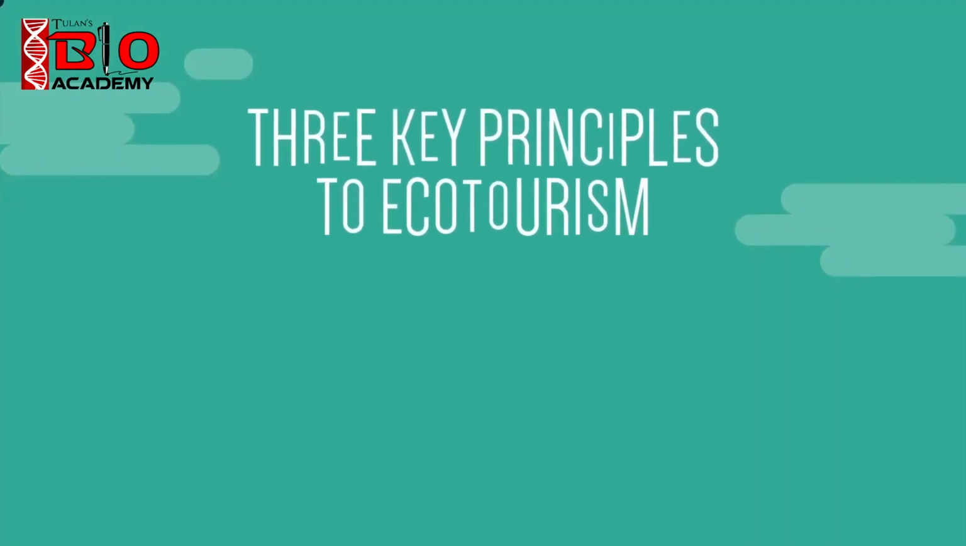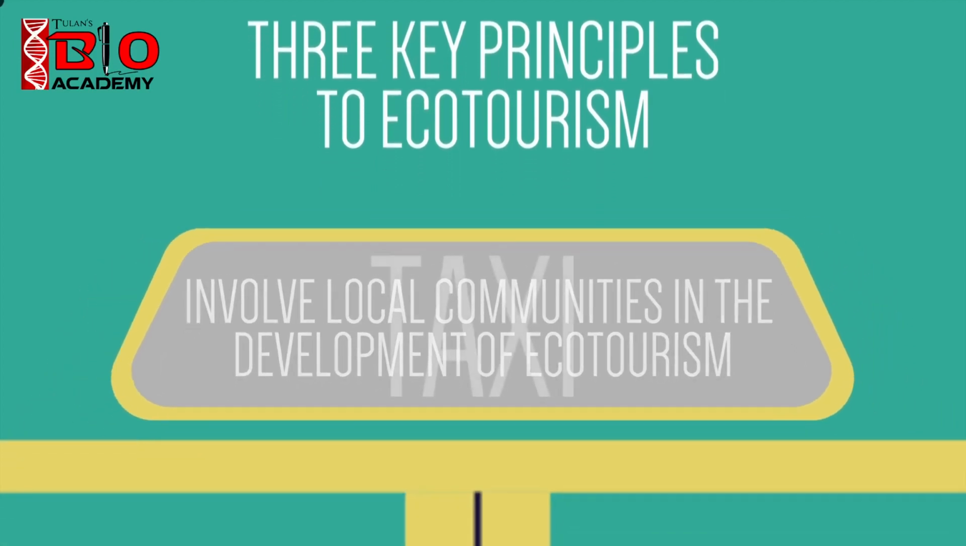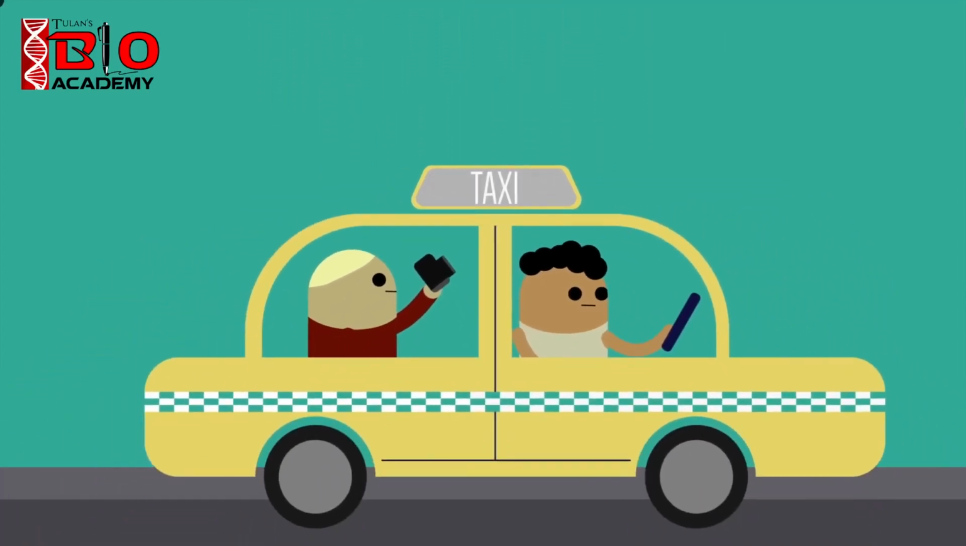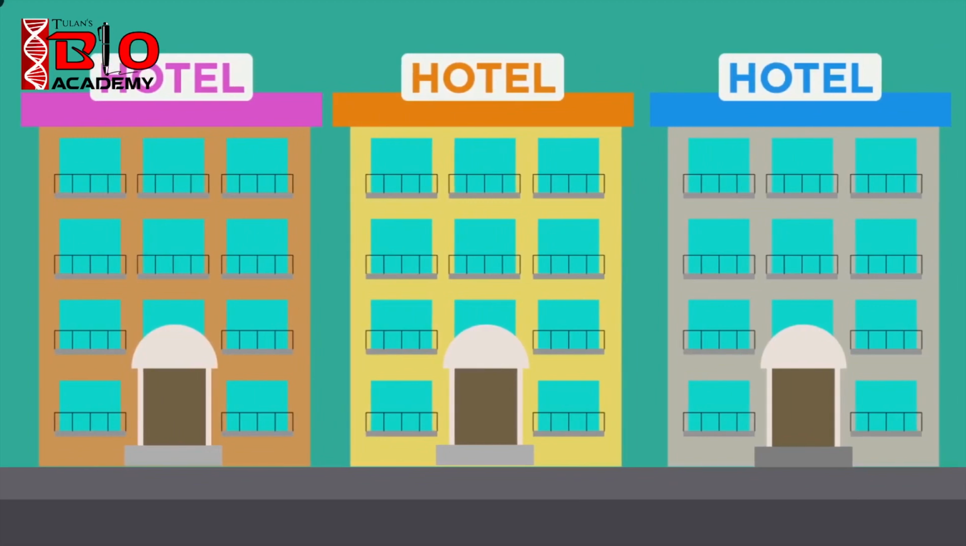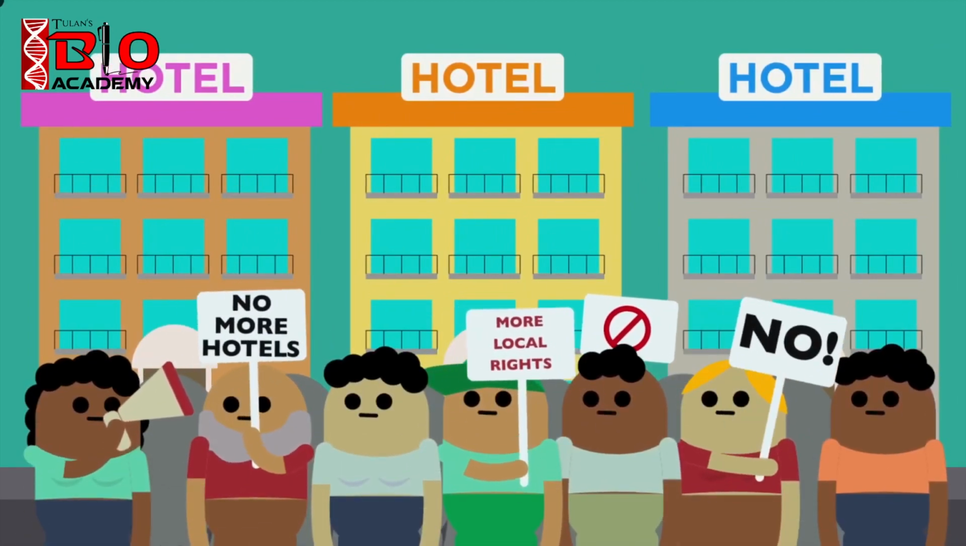There are three key principles to ecotourism. The first key principle is to involve local communities in the development of ecotourism. It is important that communities maintain control over the level and kind of tourism they want in their land.